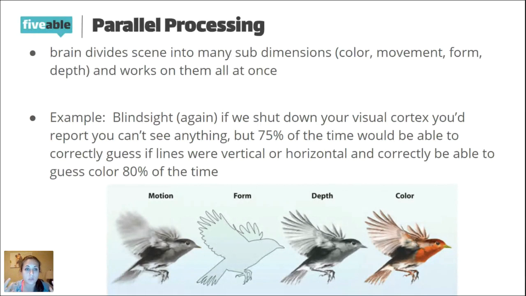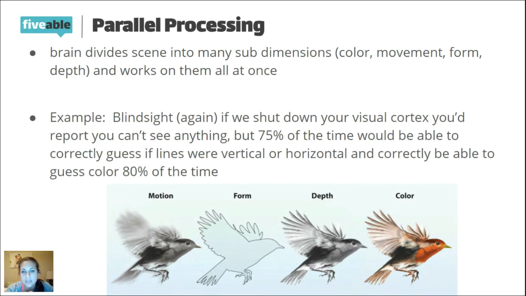And so I think it's actually really cool when you think about how your brain takes all of those different pieces of what's happening in a split second and tells you what you're looking at and shows you that picture. It's called parallel processing, because we've got all of these different aspects, motion, form, depth, color, and they're all being worked on kind of at the same time to lead us to whatever we're looking at.